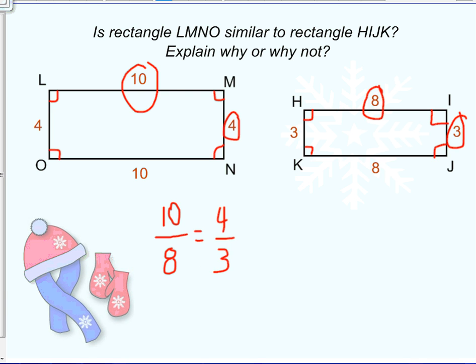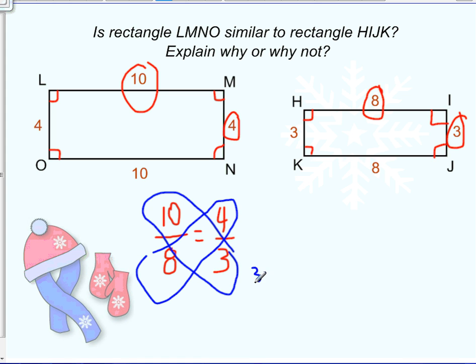Now I can use my cross products, or cross multiplying, to see if they are proportional. Well, 10 times 3 is 30. 8 times 4 is 32. Because these are not equal, they are not proportional, they are not similar. So our answer is no. The rectangles are not similar, and the reason why is they are not proportional.